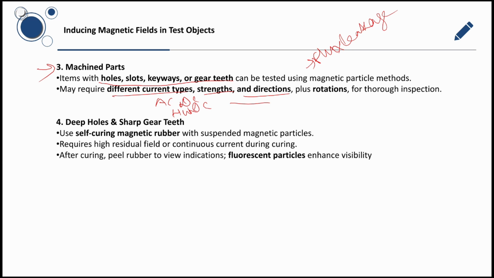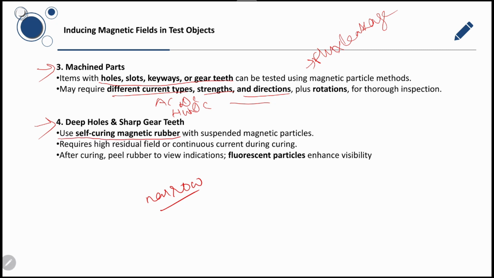The next one is deep holes and sharp gear teeth. These include very deep holes, sharp corners or narrow gear teeth, or areas where magnetic particles cannot easily settle. So flaws in these zones are hard to detect with conventional wet or dry particles.